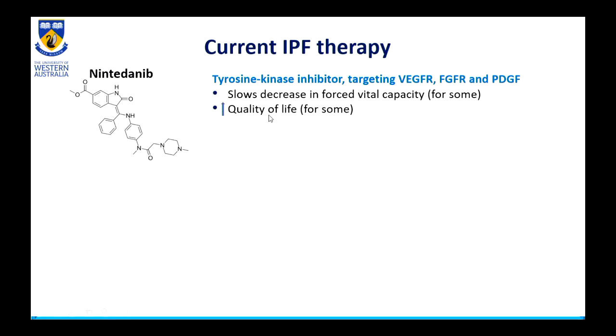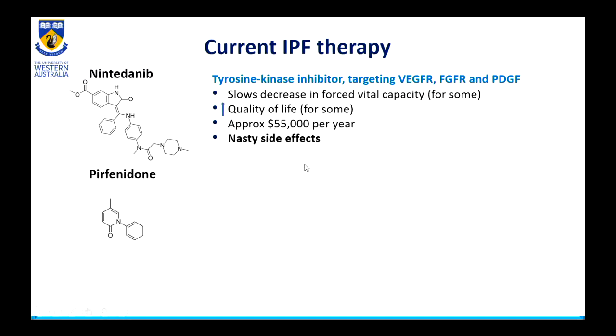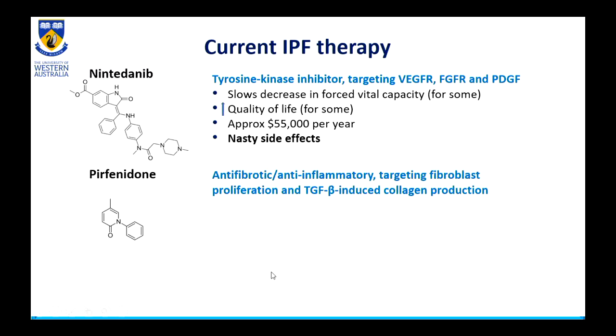It causes an increase in quality of life, though, for some people, because it slows down their fibrosis. But it's approximately $55,000 a year to take it. It's now come on the PBS, which is good for some people, but it's really expensive. It has nasty side effects. We'll talk about that a little bit later on. So that's nintedanib. I think it's better than pirfenidone, but most people actually take pirfenidone. It's the drug of choice. I don't know why, probably marketing, but anyway.